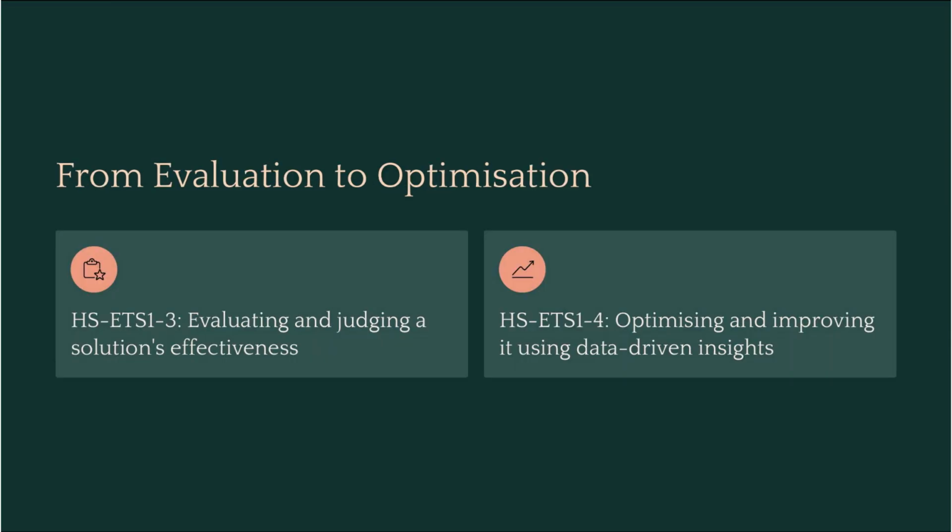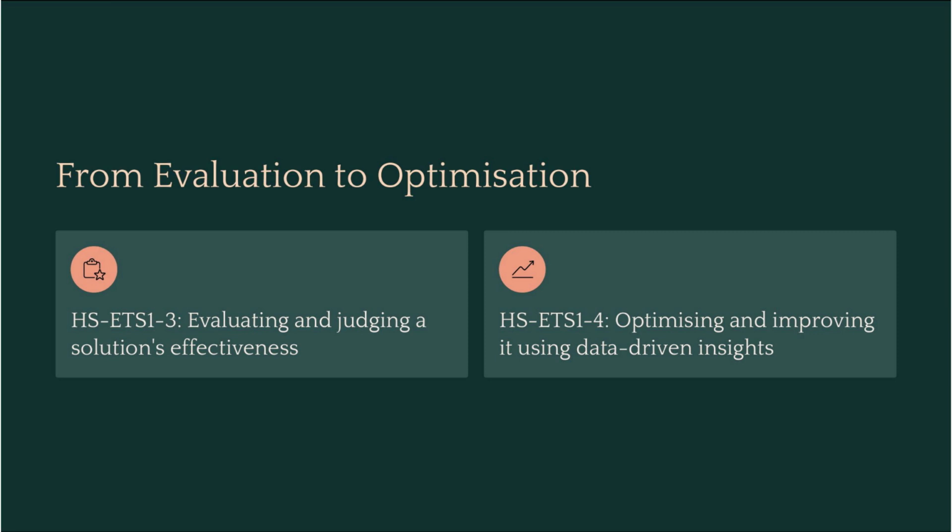It is important to distinguish between two key steps in the design process: evaluation and optimization. Evaluation, often covered under HS-ETS1-3, is simply judging a solution's effectiveness. It asks, did this work? Yes or no? Optimization, which is our focus today, HS-ETS1-4, goes a step further. It involves taking that feedback and improving the design using data-driven insights.